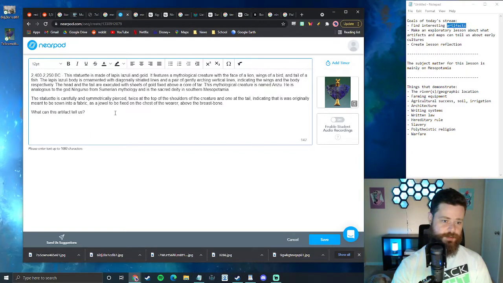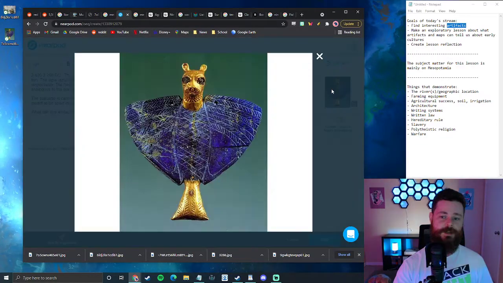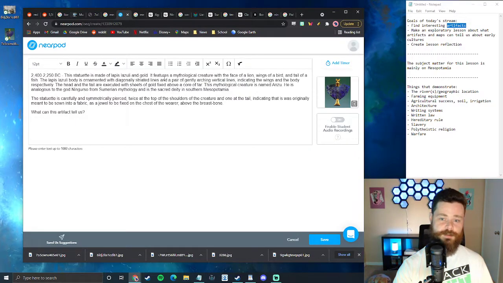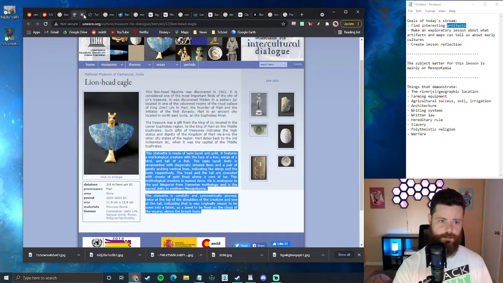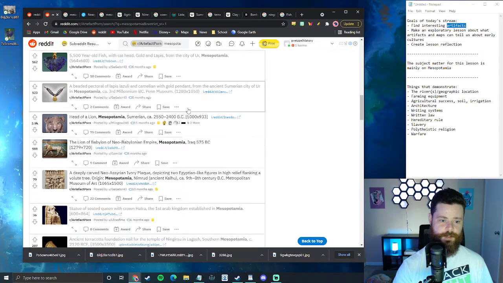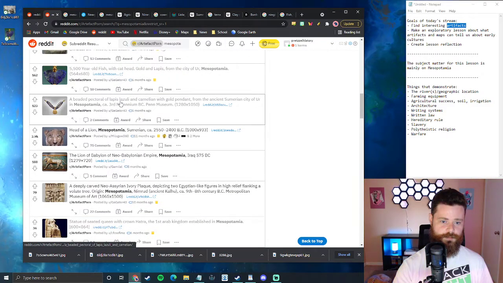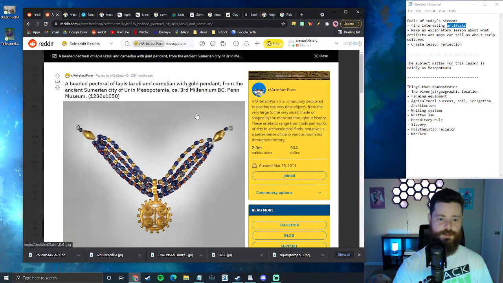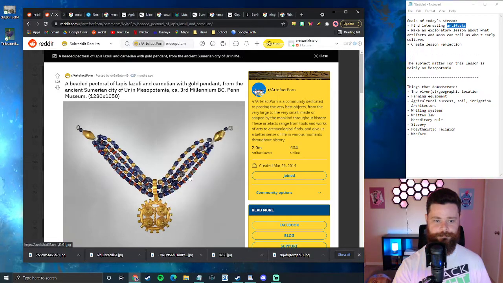I'm just going to put, what can this artifact tell us? And we'll read this all together. It's not too lengthy, but I think it gives some context as to what exactly this is. So it would give us some more information. Here I was wanting to skip that one. Next, we can do this one, and this will be a little bit more basic.